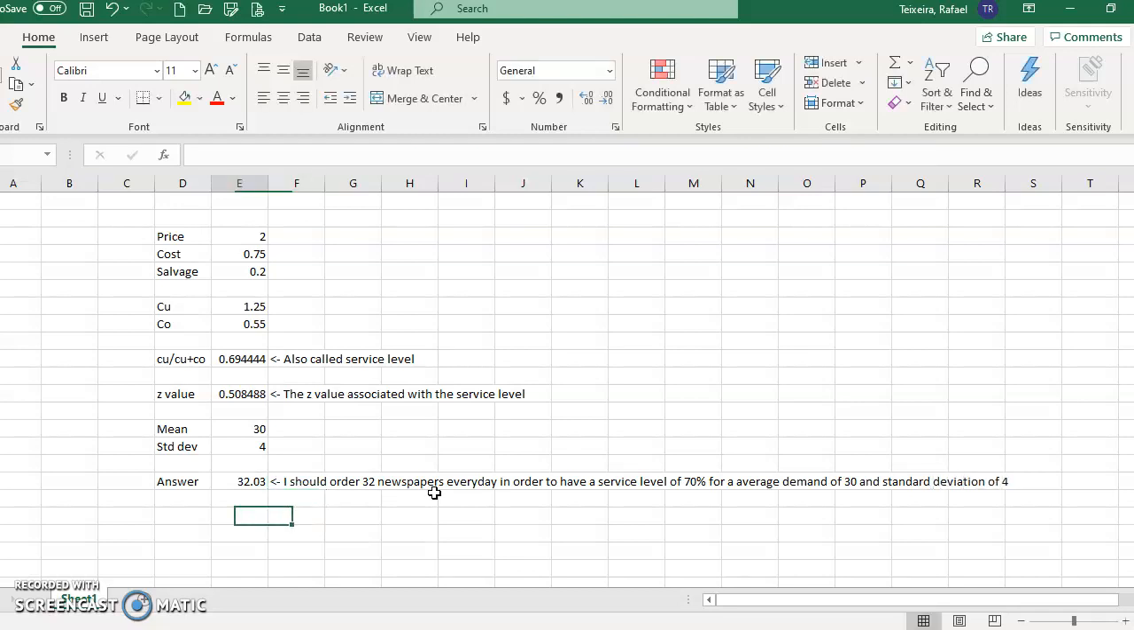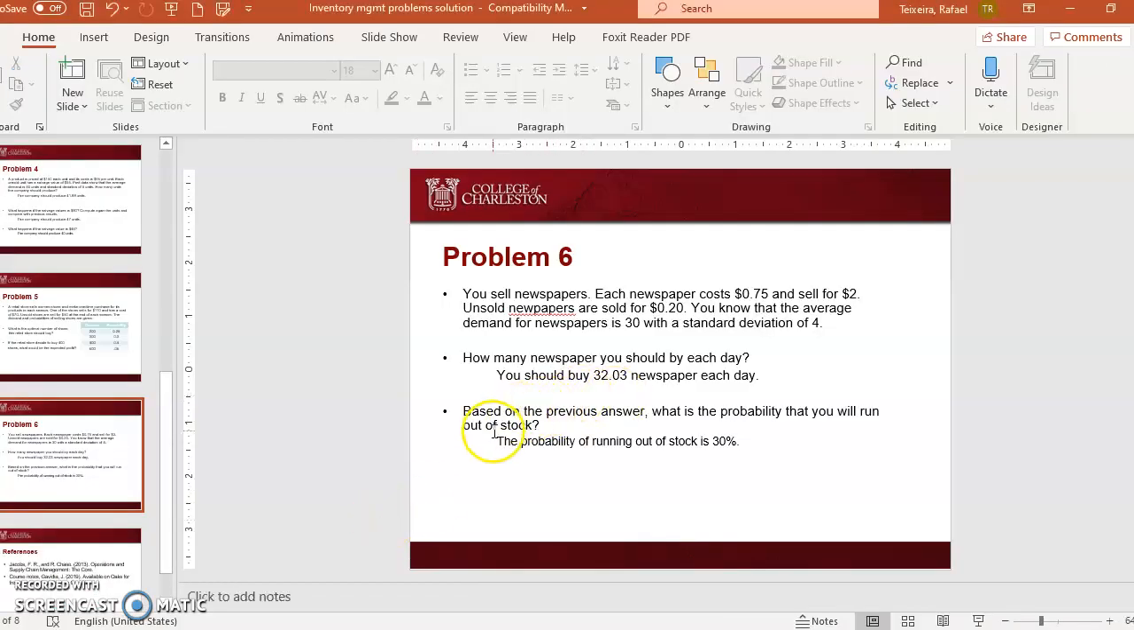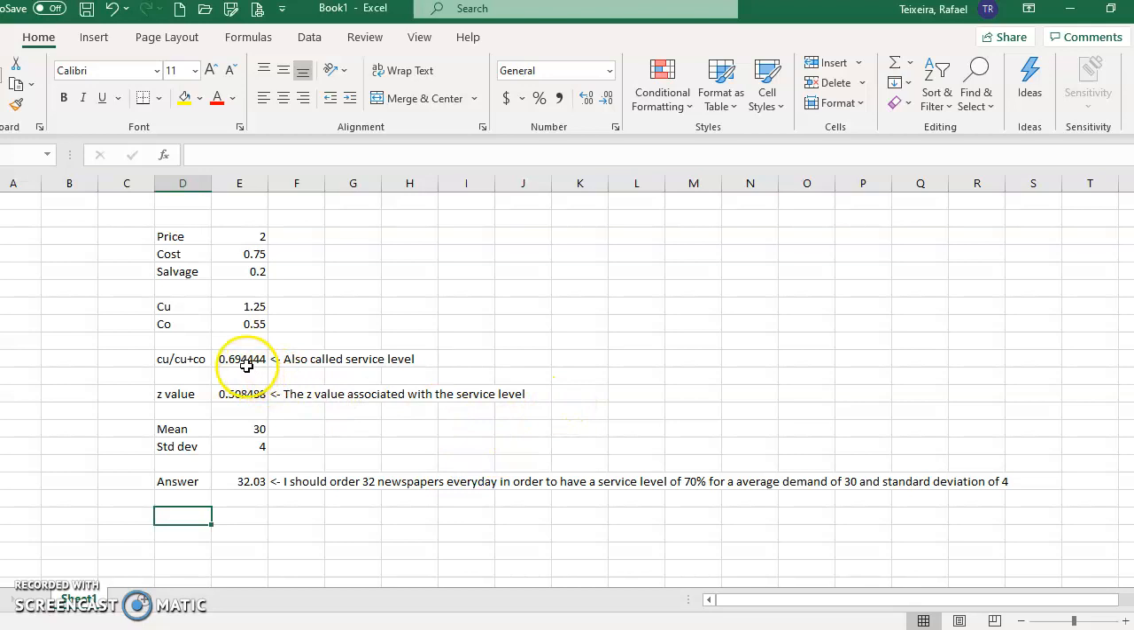Okay, so the next question here is, based on the previous answer, what is the probability that you run out of stock? So if my service level is 70%, or 0.69444, the complement to 1 is my probability of stock out. Remember, I have a normal distribution, and I'm attaining 70% of the variability of this distribution. So if I'm attending 70%, I might run out of inventory of sales 30% of the time.